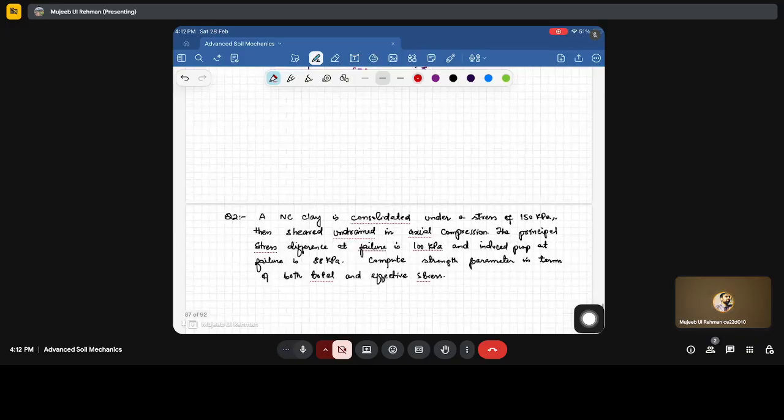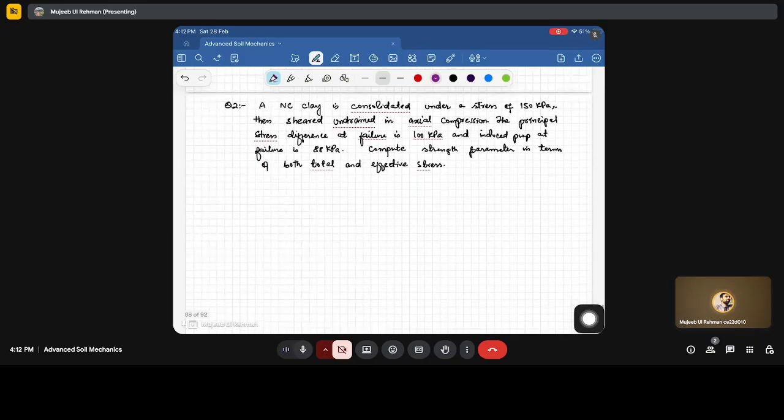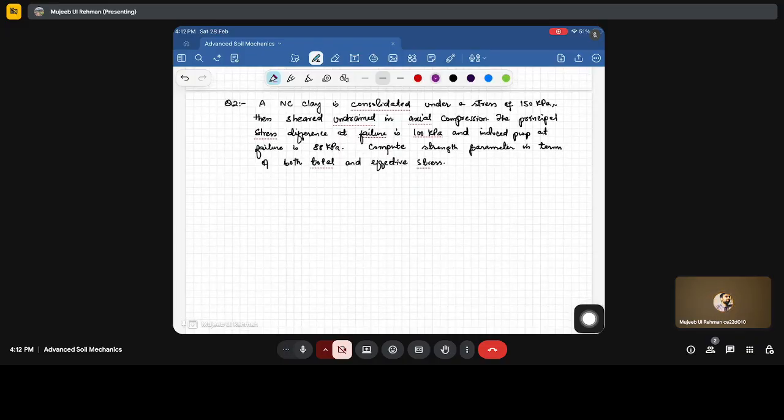Moving on to another question. An NC clay is consolidated under a stress of 150 kPa, then sheared undrained in axial compression. So it's consolidated at 150, then it was sheared under undrained conditions. The principal stress difference at failure is 100 kPa and the induced pore water pressure at failure is 88. Compute the strength parameters in terms of total and effective stress.